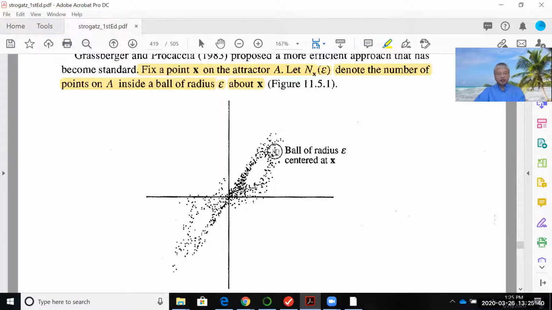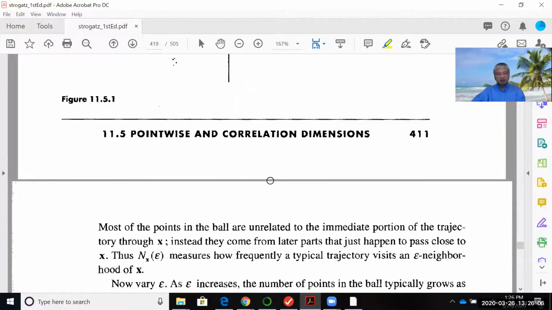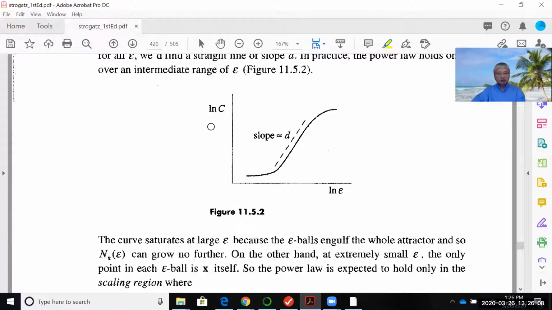And then I average over a sufficient number of x, so I get the average of that count. Then I change the size of epsilon. That count will scale with epsilon to some power. So as I make epsilon bigger and bigger, the number n of epsilon will scale with epsilon to the d. So you get a plot of log of C over log of epsilon.